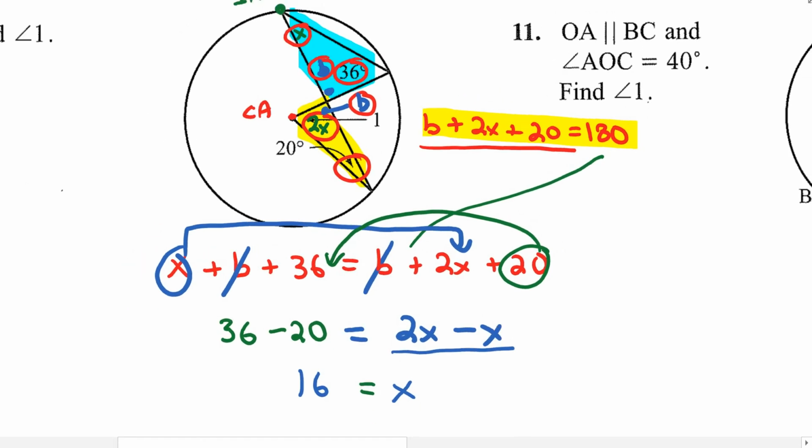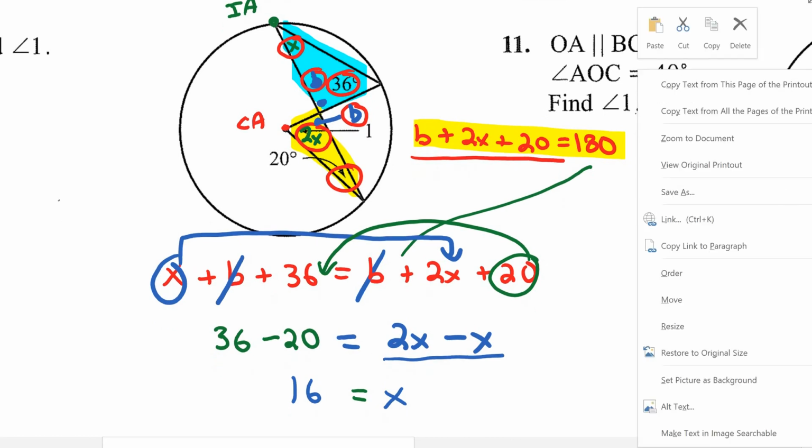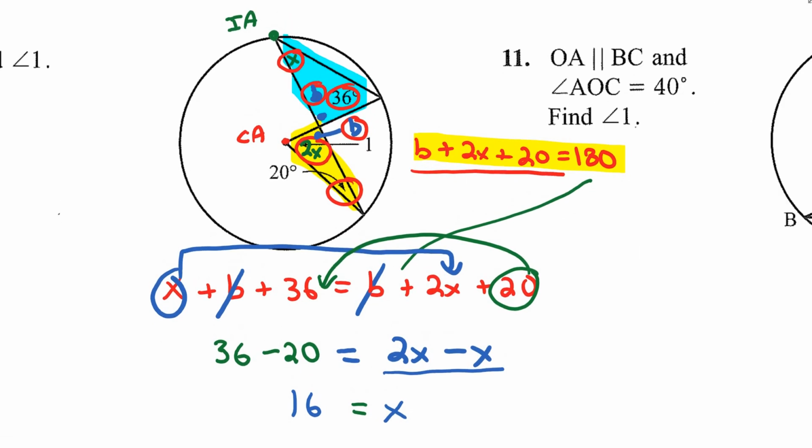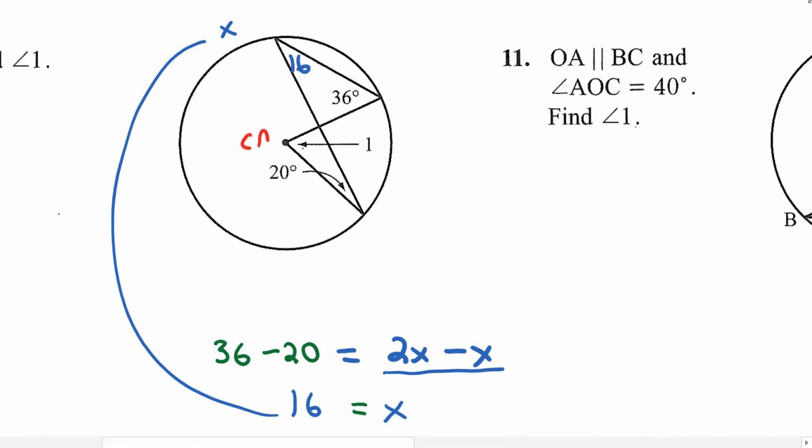Okay, so let's go back to my diagram here. And let's go ahead and erase all the colors now. Okay, so remember, this was labeled x, right? And x has a value of 16, so this is going to be 16 degrees. Whoops, I wrote 60, so this is going to be 16. And the central angle down here is going to be double that, so that's going to be 32 degrees. So angle number 1 is 32 degrees.